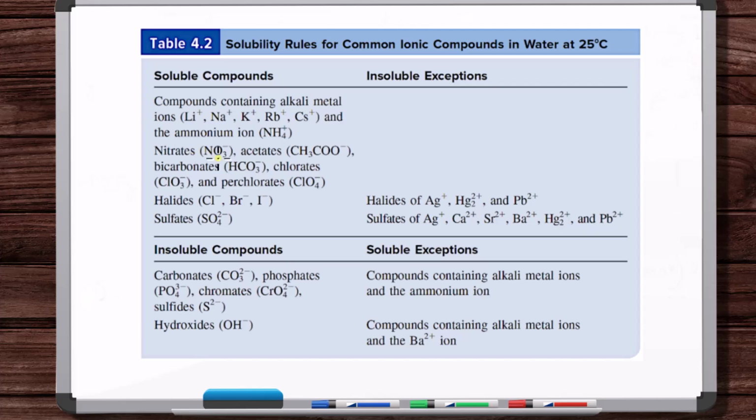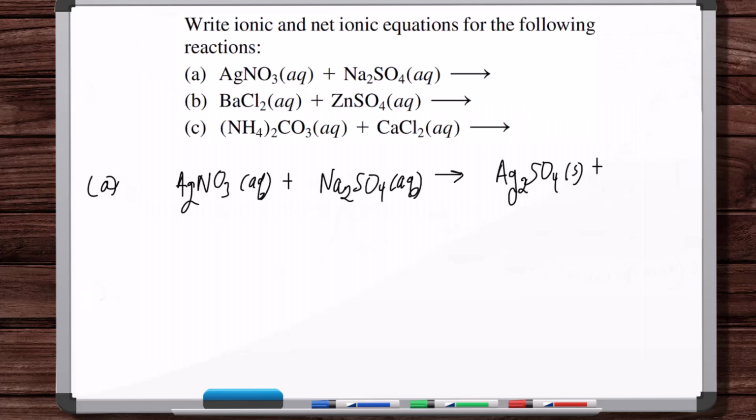All nitrates are soluble, no exceptions. So we just write NaNO3, but we just put aqueous. Even though this does dissociate into ions in the water, because this is the molecular equation, we just leave this with its full chemical formula. All right, but now we're not done with the molecular equation because we need to balance this.